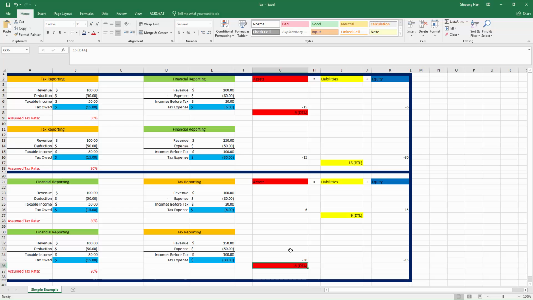Here we used a very simple example to introduce the meaning of deferred tax assets and deferred tax liabilities. We know that in reality there are lots of items in revenues and lots of items in expenses, so there are more differences. And both deferred tax assets and deferred tax liabilities come from the temporary difference between revenues and deductible expenses.